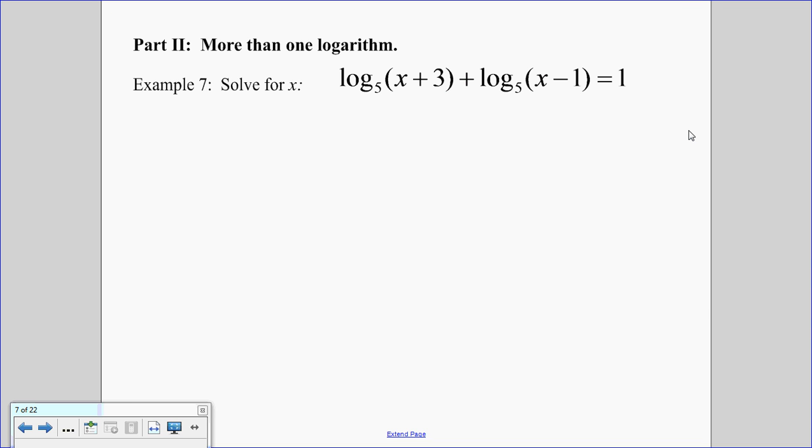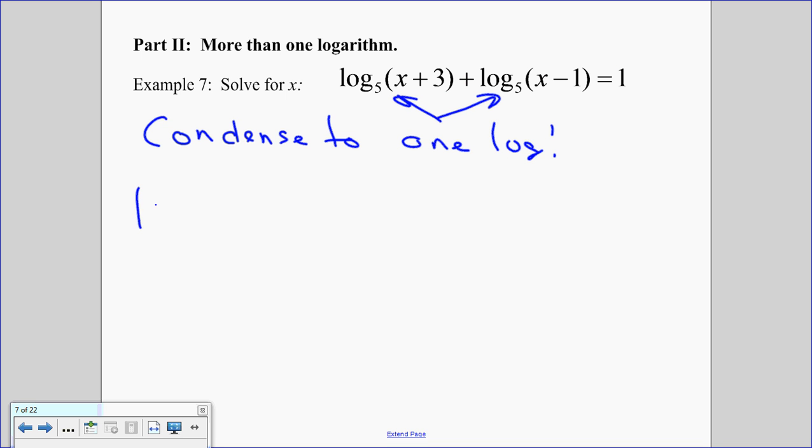Hey, this one doesn't have a Klingon, but it has 2 logs, so that's an issue. I can't convert 2 logs into a single exponent. So I've got to combine these 2 into 1 log. What we learned yesterday, we have to condense into 1 log. So I'm going to verbalize that. Condense to 1 log. So we learned that when we add them, we multiply. So it's actually log base 5 of those 2 items multiplied together.